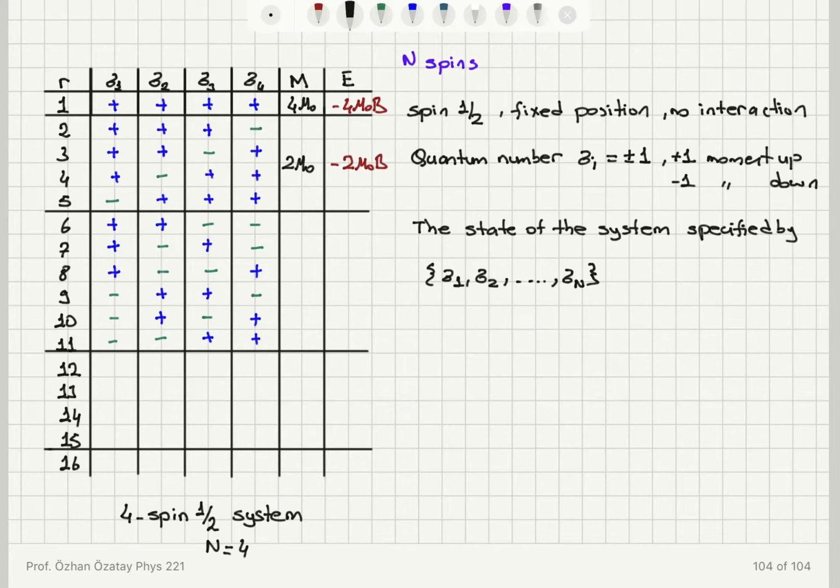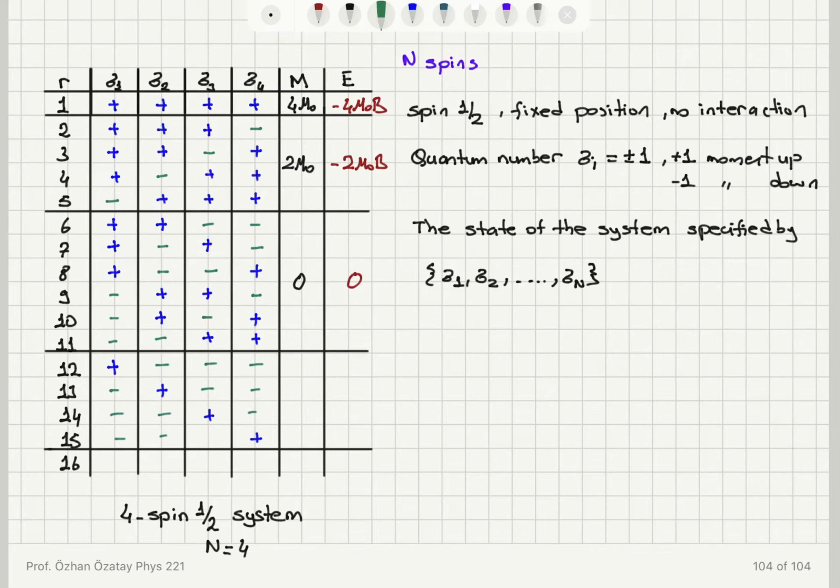The total magnetic moment, because 2 pointing up, 2 pointing down, gives me a total of 0 magnetic moment pointing up, corresponding to 0 energy. And now I have the symmetric case where I have 3 of the moments pointing down, 1 pointing up. So I can have the first one up, second one up, third one up, or fourth one up, and then the rest of the moments should be down.